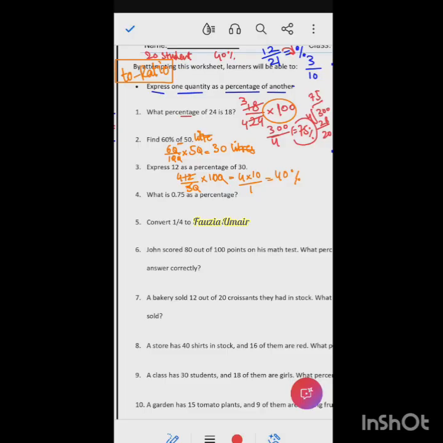So now the next question. What is 0.75 as a percentage? We need to convert this decimal into a percentage. I told you how to convert. What is the easiest way of converting fractions and decimals into a percentage? It is multiply by 100. And anyway, we know what percent 0.75 is.